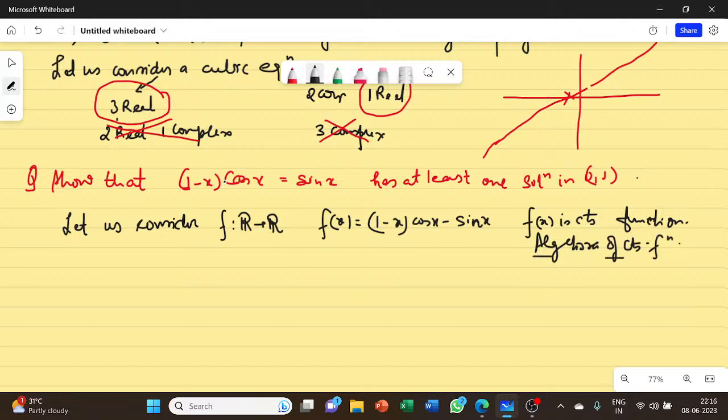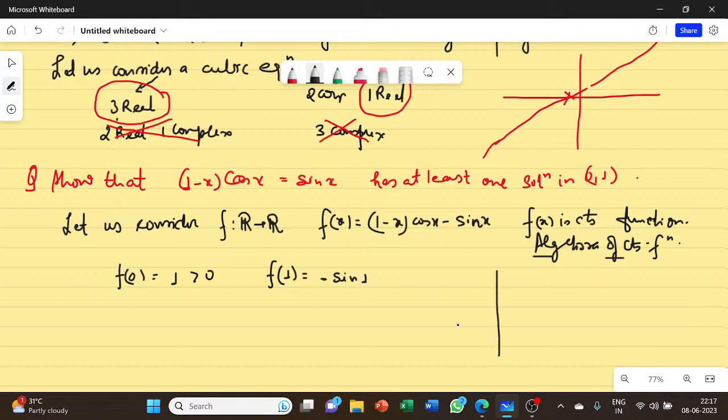Now you see this particular thing. I'll try to find f of 0. First I'll try to find f of 0. So f of 0 would be equal to simply 1, which is positive. And then I will try to find f of 1. So my f of 1 would be minus sine 1.